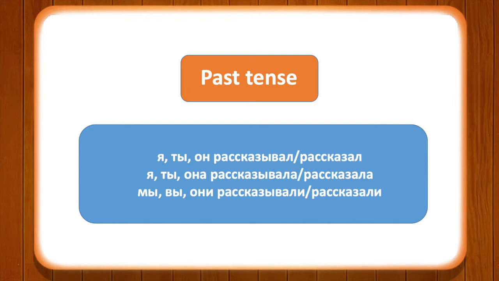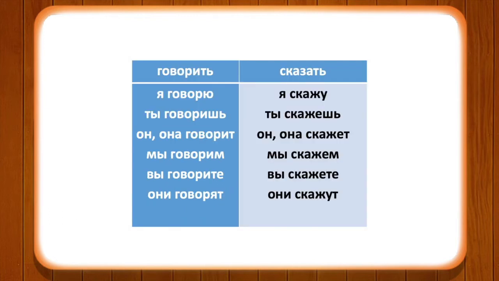Now let's go ahead and pay attention to the next set of verbs, говорить and сказать. Говорить and сказать means to say. Говорить, я говорю, ты говоришь, она говорит, мы говорим, вы говорите, они говорят. Сказать, я скажу, ты скажешь, она скажет, мы скажем, вы скажите, они скажут.